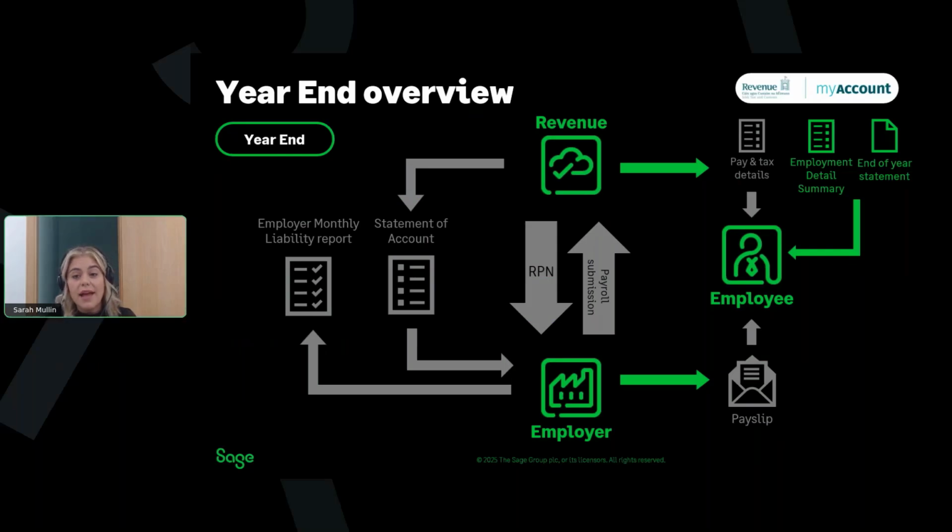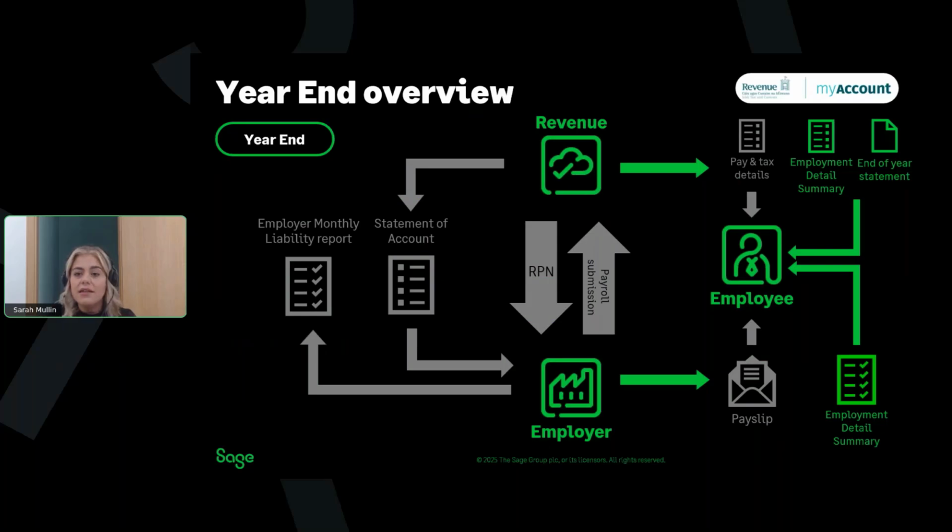Now, as an employer, you can still choose to produce an employment details summary report for your employees, or it might be that you just want to keep it for your own payroll records. This is totally optional, but Duncan will be showing you how to generate that report a little bit later on in the webinar.